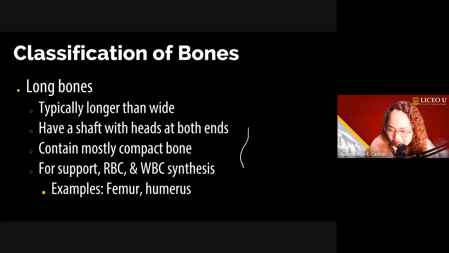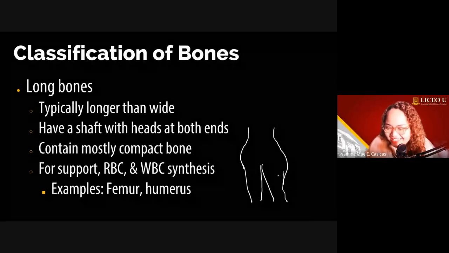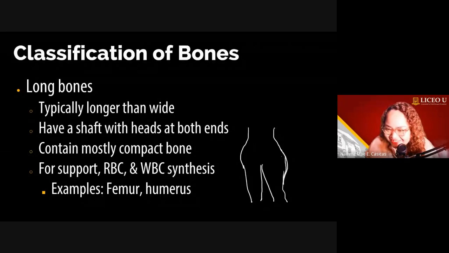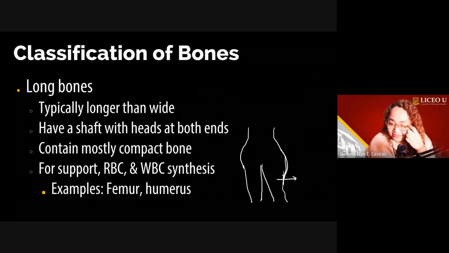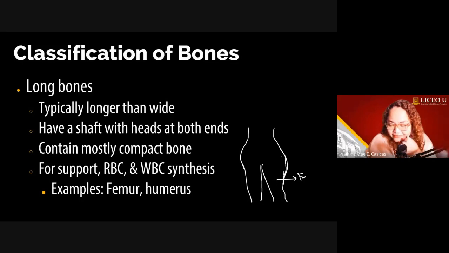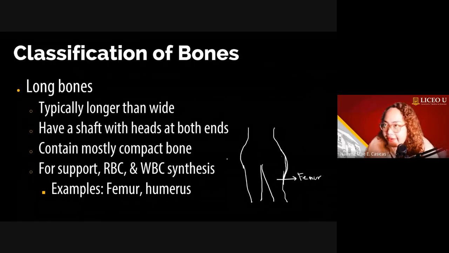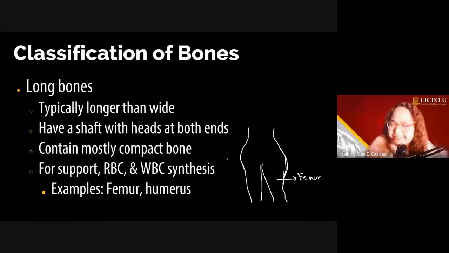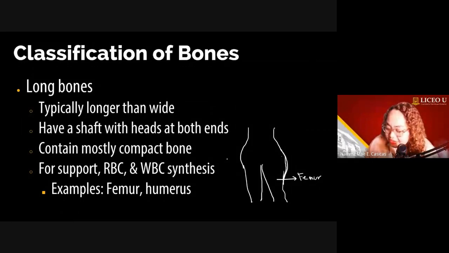This one right here would be your femur. That is actually the longest bone that we have in our body and the strongest bone in our body. It produces a lot of your red blood cells and white blood cells. So they are very important, no?